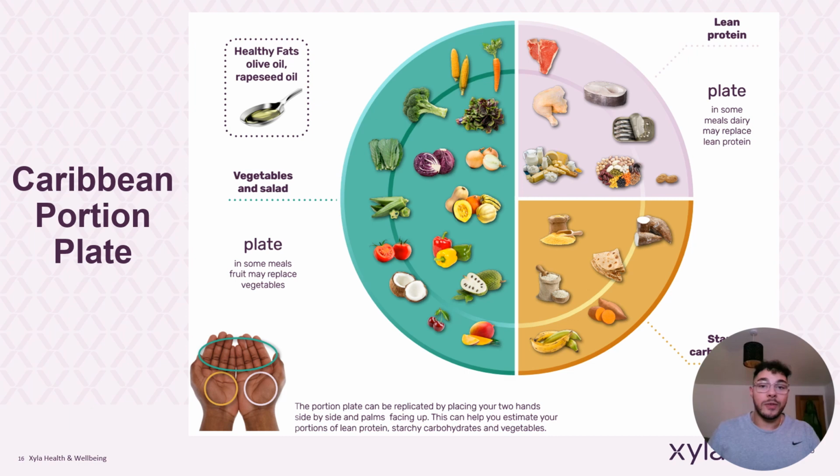Next is a portion plate that reflects Caribbean cuisine. Foods involving plantain, okra, mangoes, a wide variety of winter squashes, peppers, corn, broccoli, cabbage, tomatoes. Yeah, I'm getting good and hungry now.